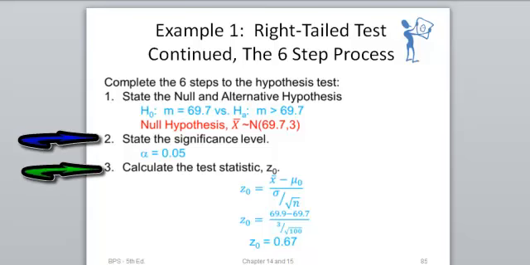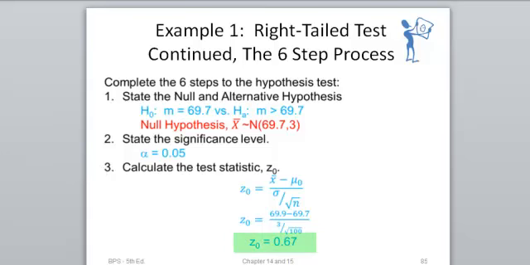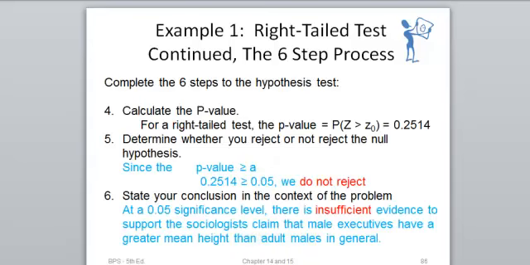Calculate the test statistic. So we take our sample mean, which was 69.9, subtract from it the mean of our null hypothesis distribution, which is 69.7, divided by the standard error, which is 3 divided by the square root of 100. So we get a test statistic of 0.67. So to calculate the p-value for a right-tailed test, we say the probability that z is greater than the test statistic we just got. So the p-value, I look in the chart, I find the probability that goes with 0.67, and I subtract that from 1, so I get a p-value of 0.2514.